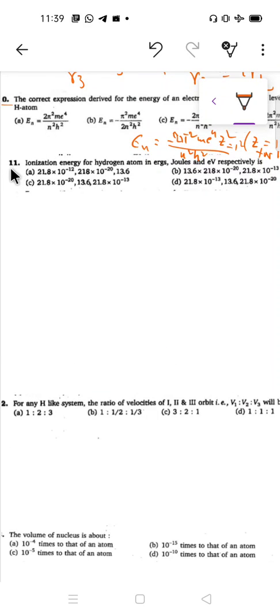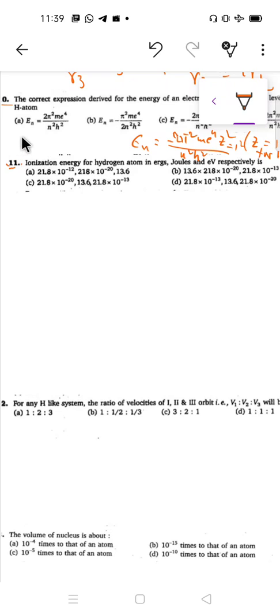Today we want to discuss from Narendra Avasthi's book, Atomic Structure. Okay, 11th question. Let us focus. Ionization energy for hydrogen atom in ergs, joules and electron volts respectively is.